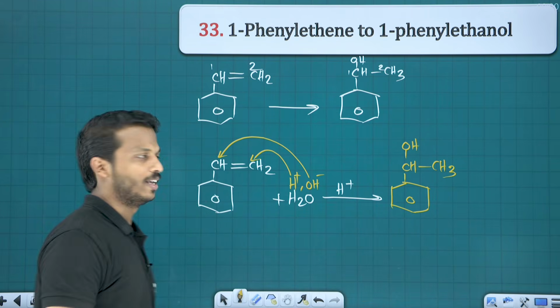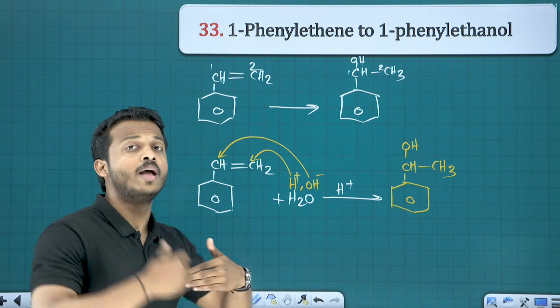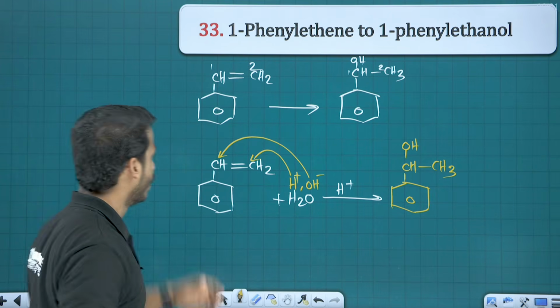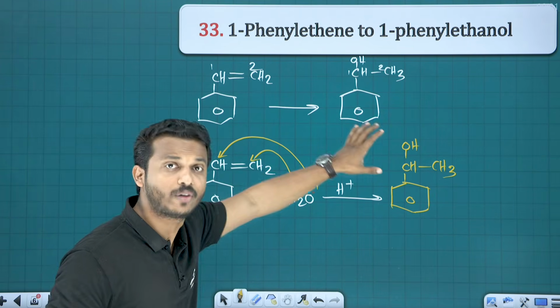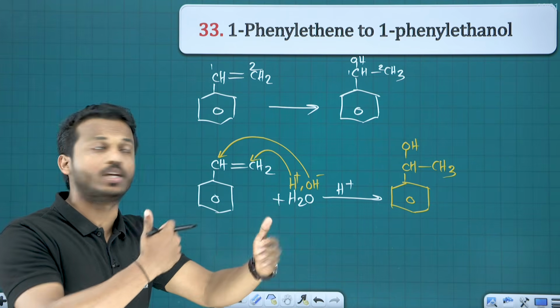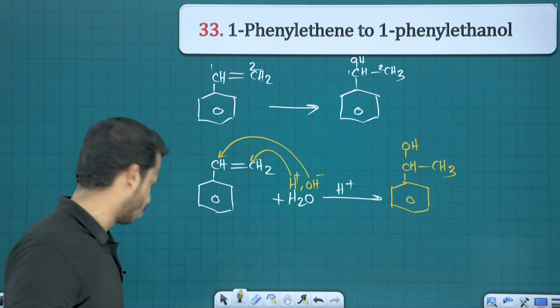Ready, my dear? Yeah, ready. So keep practicing, okay? Practice the way which I am discussing here. Please practice the question again and again. So 1-phenyl ethene to 1-phenyl ethanol: check what is the change in between. We need to get an OH here, one H here. So add water, Markovnikov's rule.